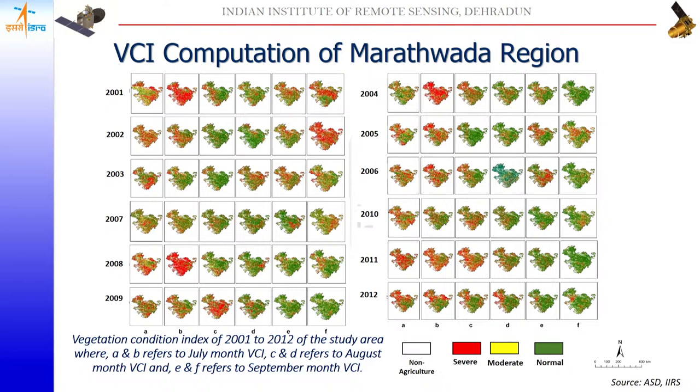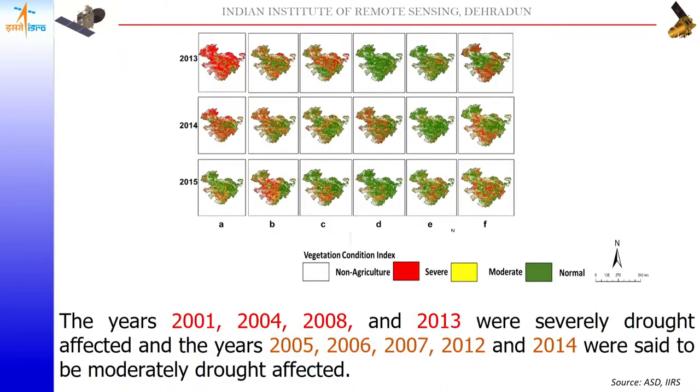With this information, as well as the national level statistics, all the participants already have a significant idea that 2002 was one of the worst droughts in the last century, and the result is also illustrated in the same figure for 2002. Likewise, in this study we used MODIS 16-day composite NDVI datasets for the Marathwada region, and we defined very precisely that 2001, 2004, 2008, 2013 were severely drought affected years, while 2005, 6, 7, 12 and 14 were moderate drought affected years.